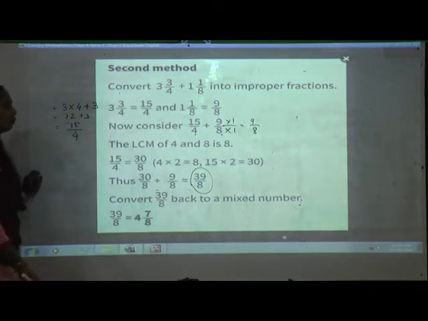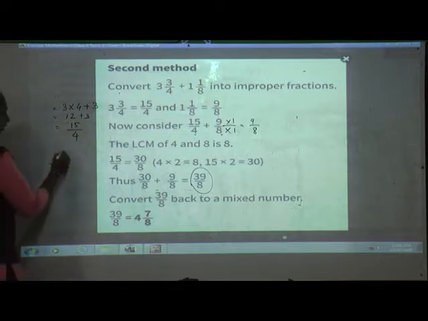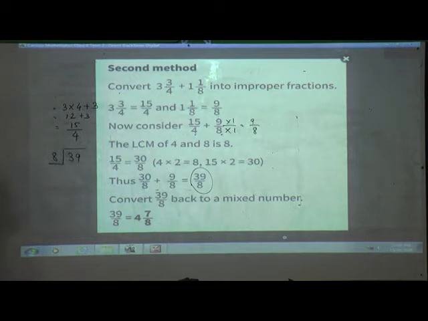Now what we have to do? We have to convert into mixed fractions, isn't it? So how we can convert? By the division. 39 divided by 8. Okay.